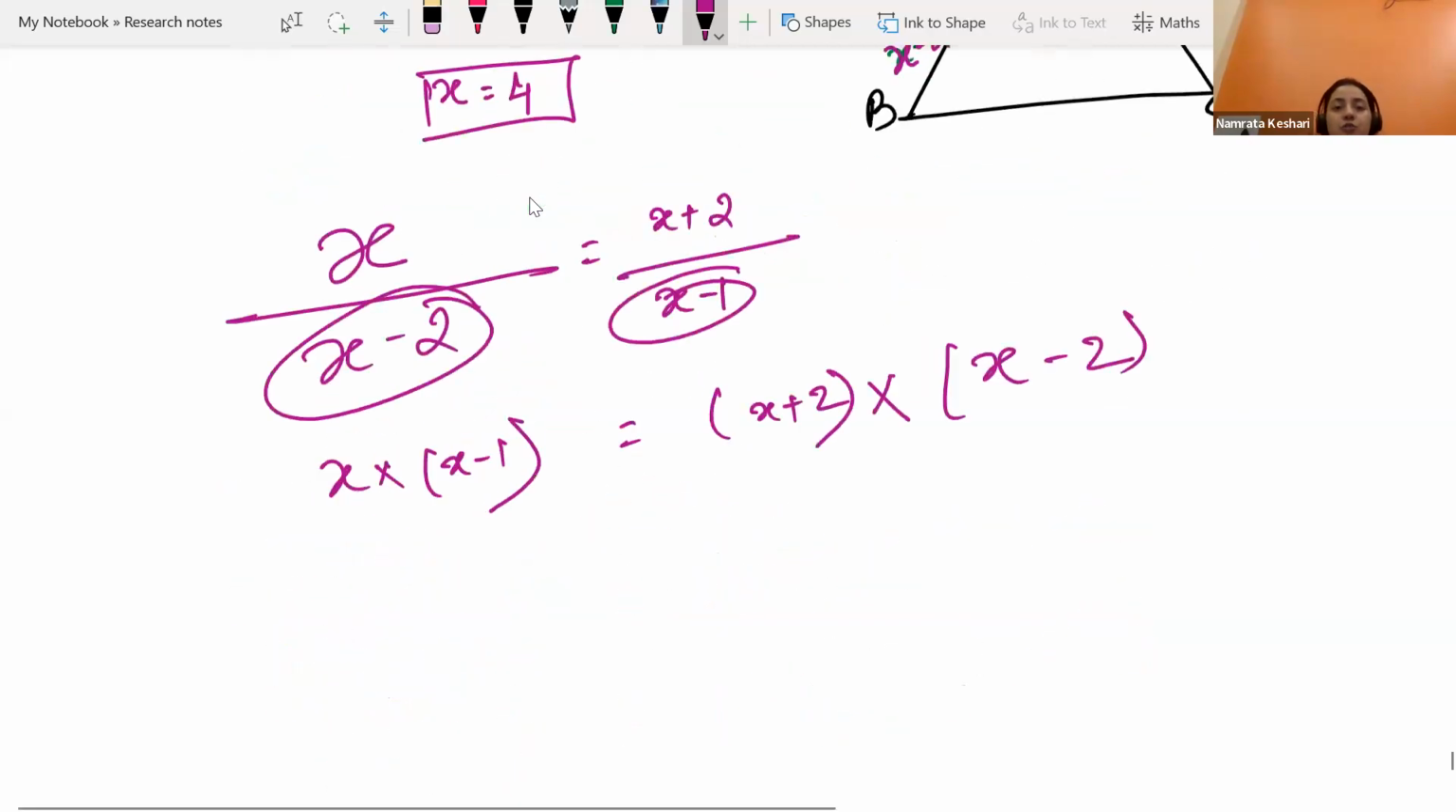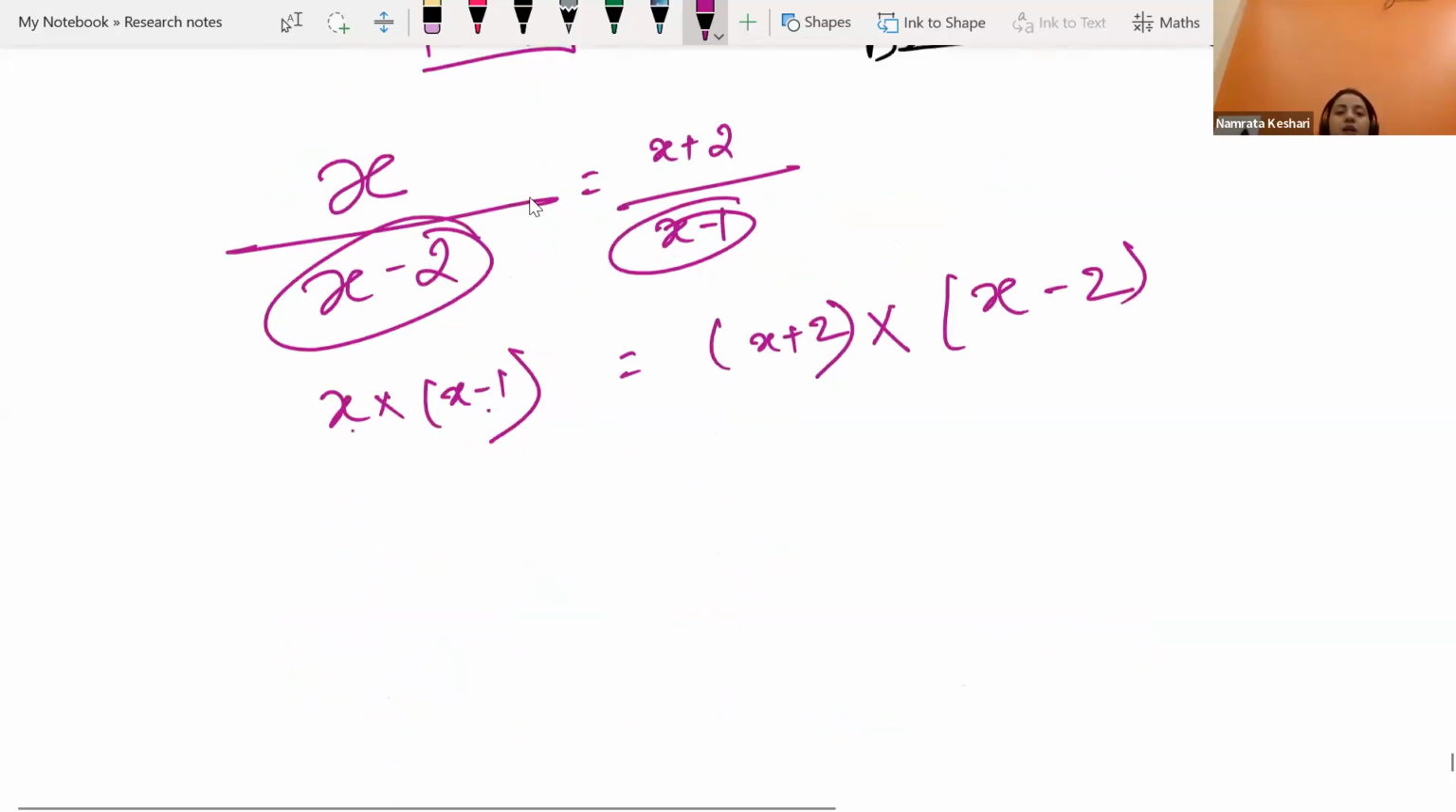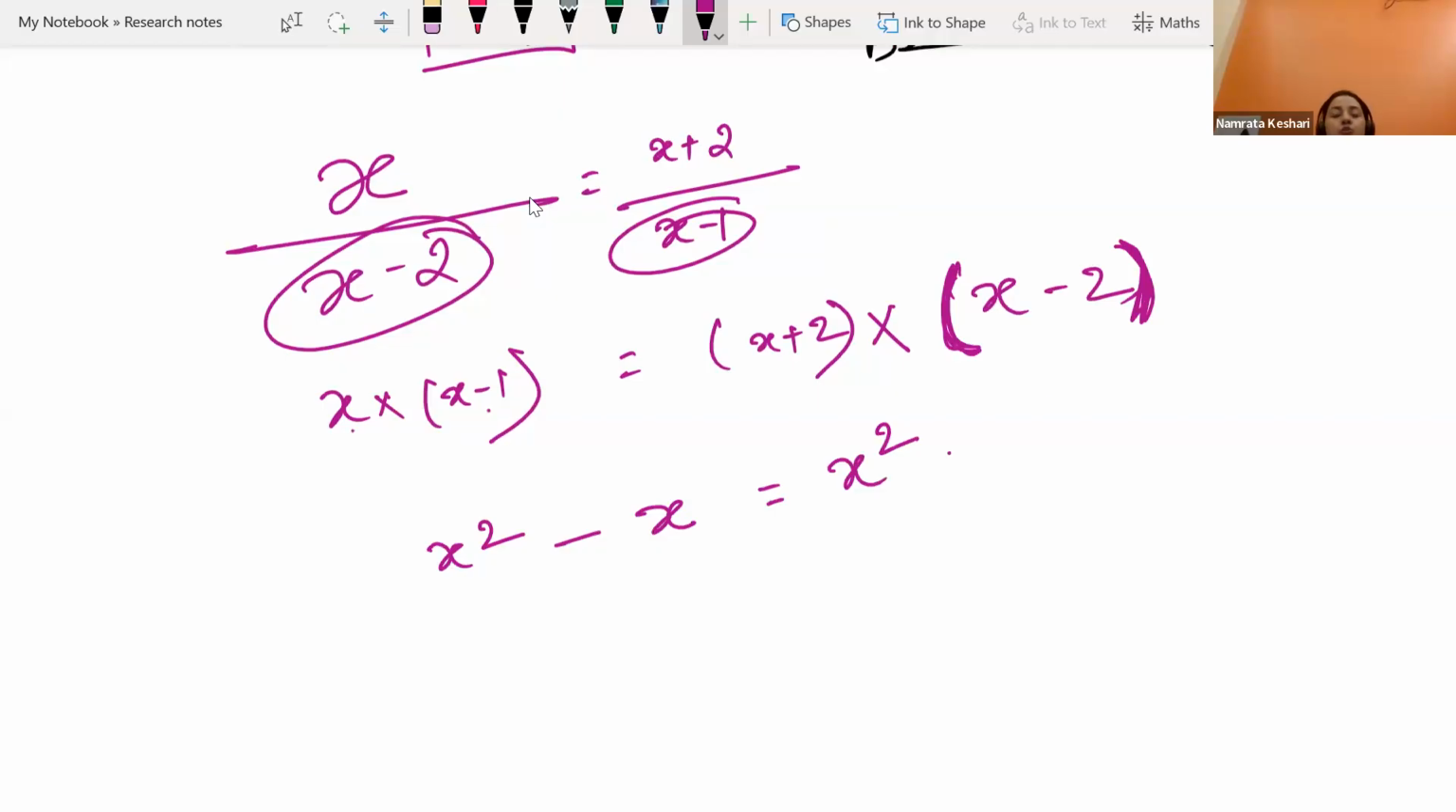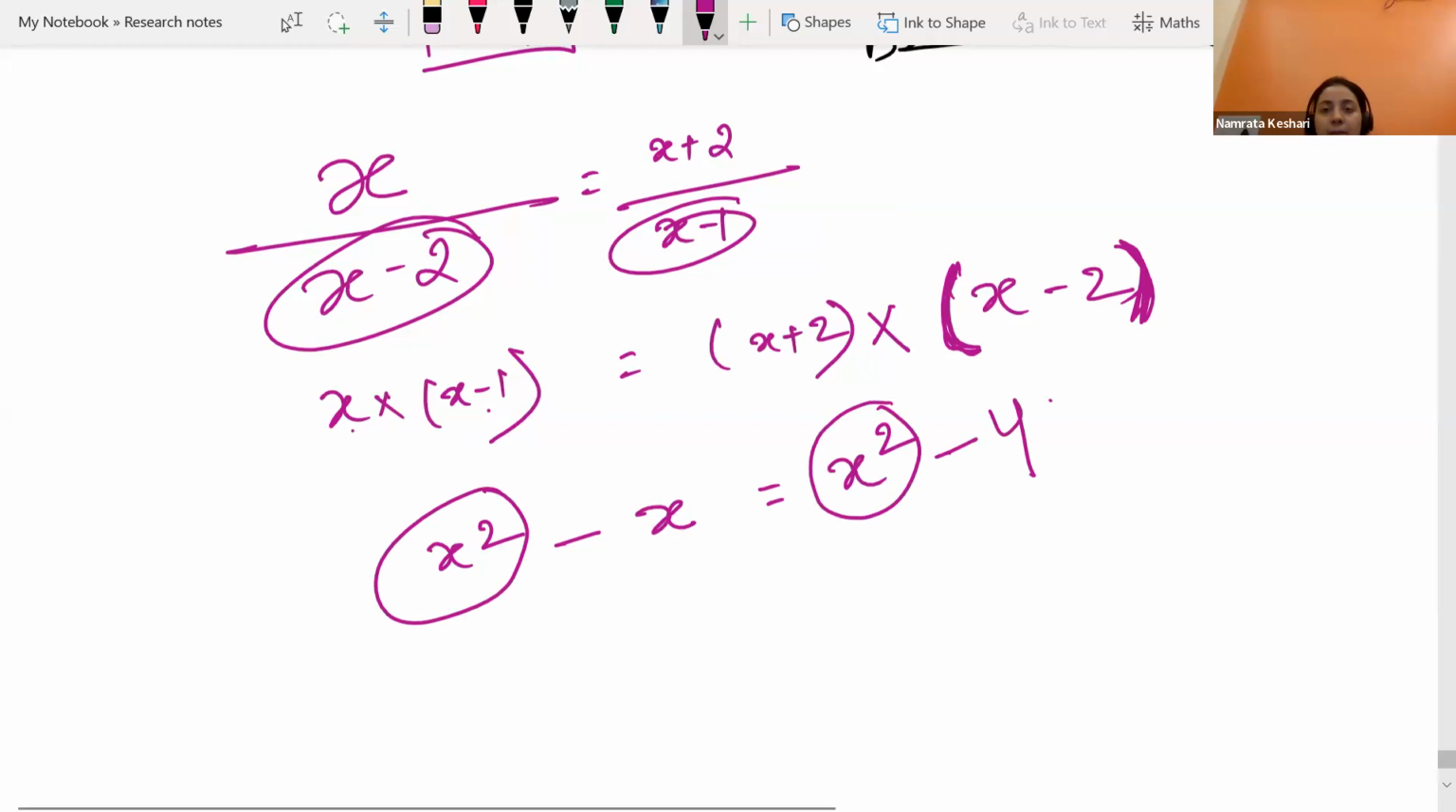Now here, of course, we need to multiply this x with x minus 1. It will be x square minus x. And on the other side, does it look like (a plus b)(a minus b), in one bracket a plus b, in another bracket a minus b? Does it look like that? Yes, it does, right? So what can we write over here? Please tell me. x square minus 2 square, that means x square minus 4 we can write directly. Now if you see carefully, this x square and this x square cancel each other out. Right? Yes.